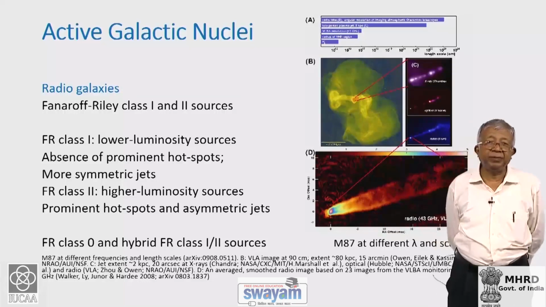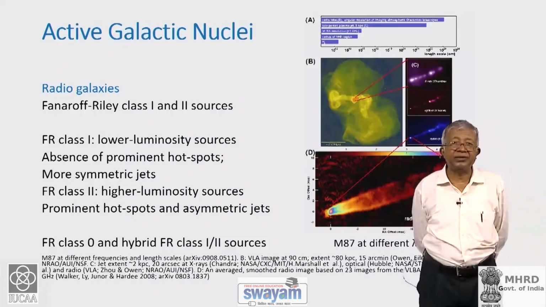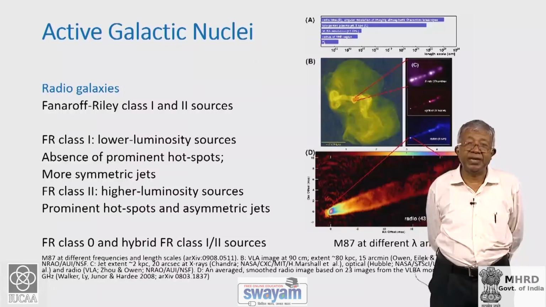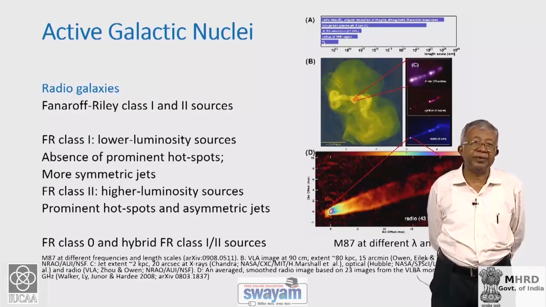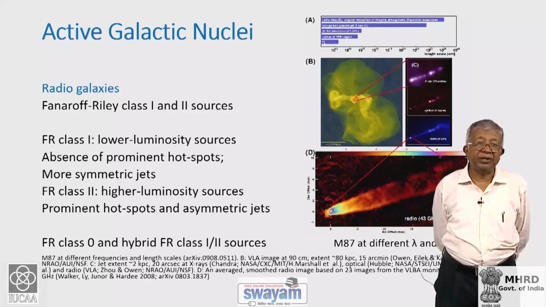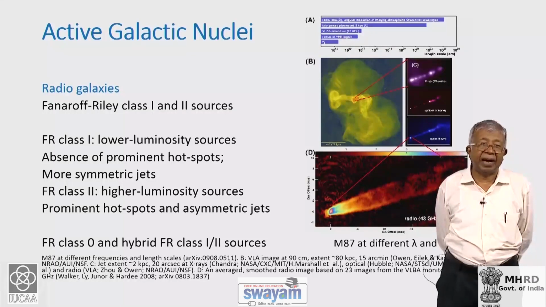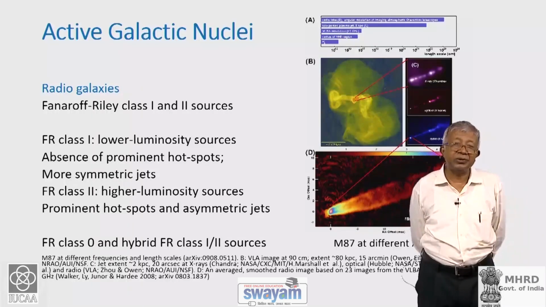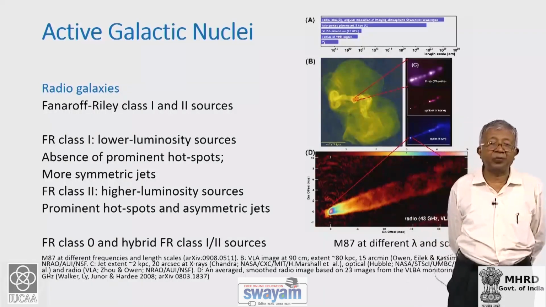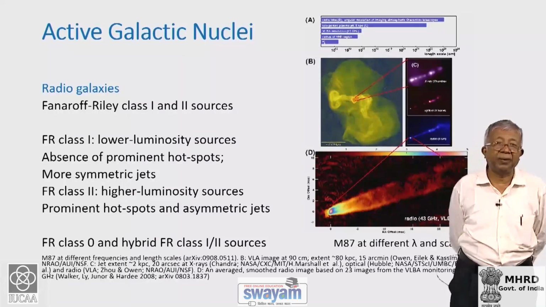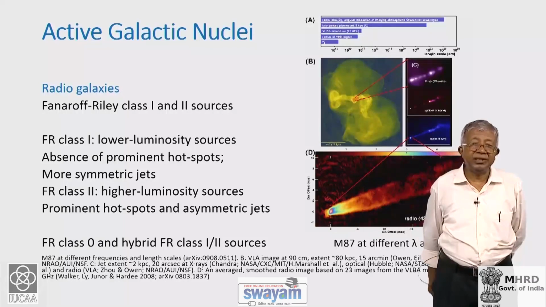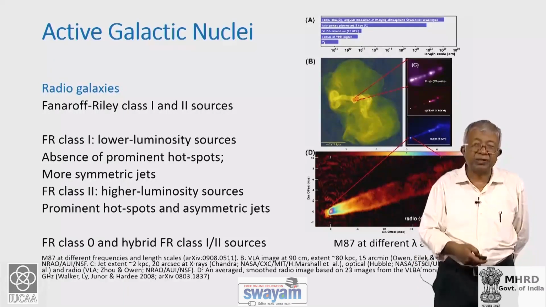More recently, there has also been a class called FR class 0, which are just compact radio sources without these huge extended lobes of emission, and very high resolution observations show that they're a mixed bag of objects. Some have collimated structures, some are compact, and there are also sources which show both an FR class 1 and class 2 structure on opposite sides, which are referred to as hybrid morphology sources. So these are all interesting aspects of these objects to try and understand their basic physics.